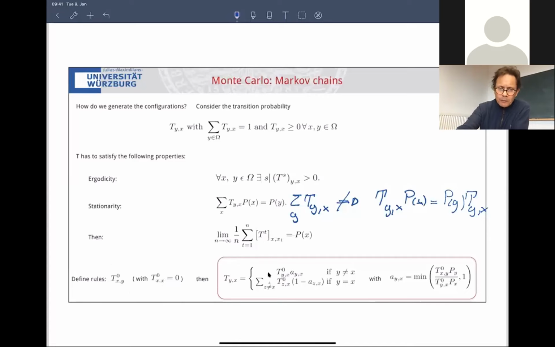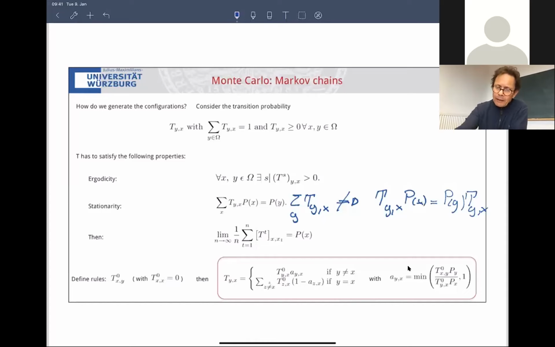To go from x to y, I will propose a move from x to y, and I will accept it with this probability distribution. But I will also have to take into account that I may stay in the configuration x if I propose a move from x to any other z, but I refuse the move. So that's basically the probability of staying at position y.